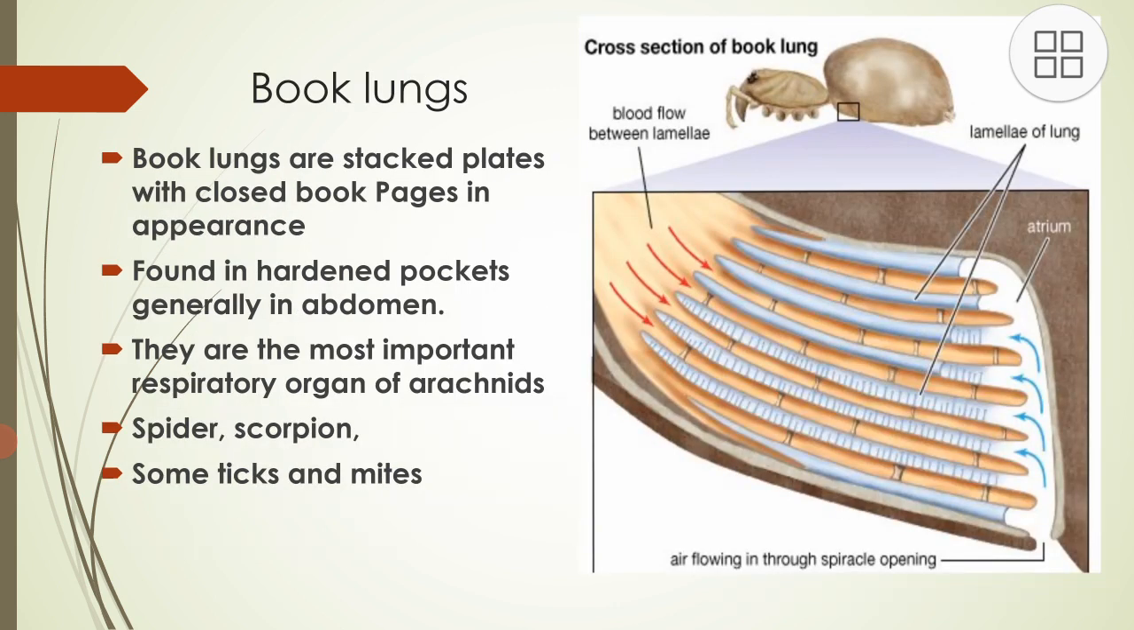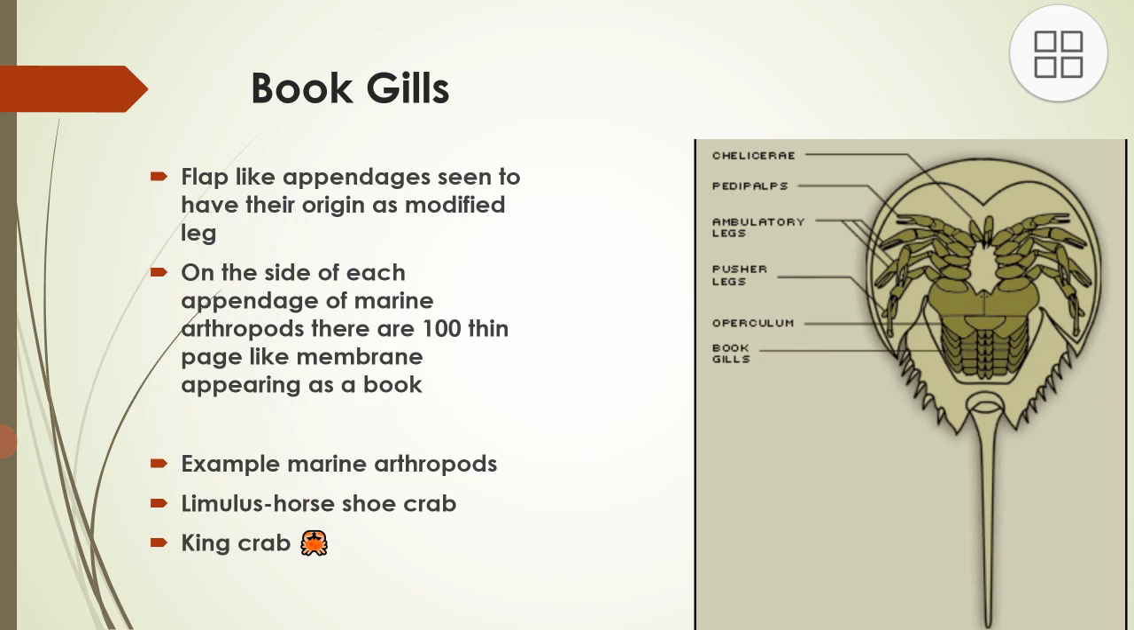Book lungs. Book lungs are stacked plates, like closed book pages in appearance, found in hardened pockets, generally in the abdomen, of spiders and scorpions. They are the most important respiratory organ of arachnids. Arachnids is a class of spiders, scorpions, and some ticks and mites, which also breathe through book lungs.